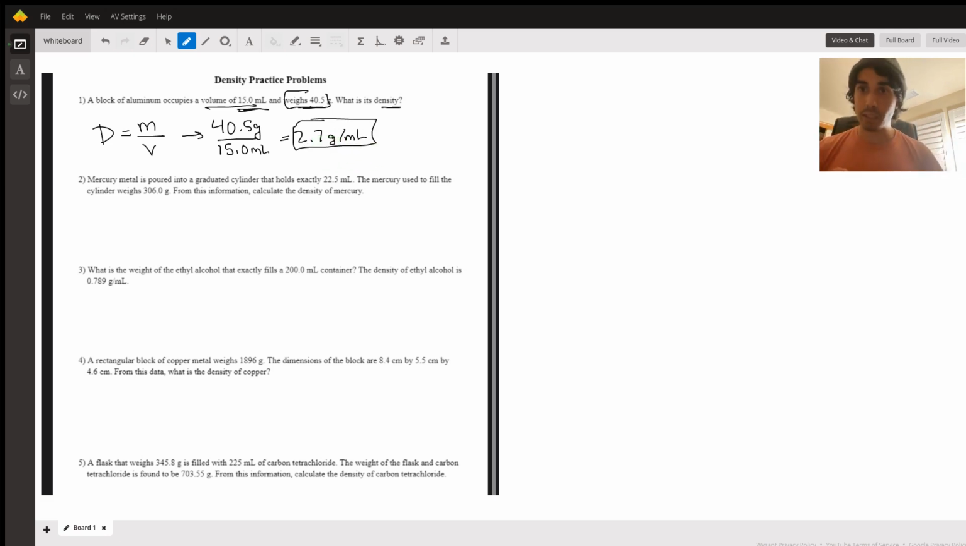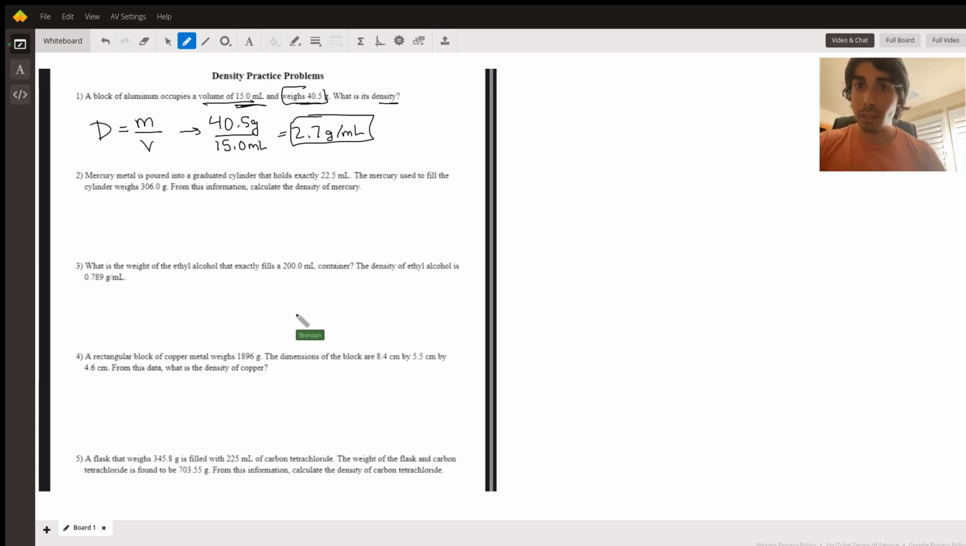That one's pretty straightforward. Number 2 looks like actually it's the same thing. Yeah, it's just the same thing. Divide the mass by the volume. That's it.